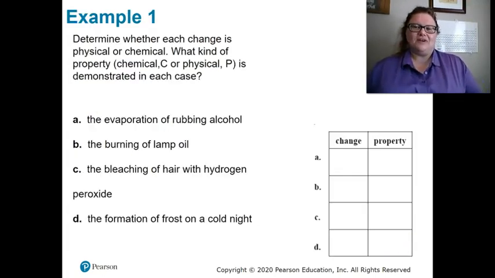Here's an example for you on deciding whether something is a chemical or physical change or a chemical or physical property. So we're going to do both with the table you see on the right. Determine whether each change is physical or chemical, and then what type of property is demonstrated. So we're going to go through each one of these separately. Take a minute, pause the video, try to answer them the best you can. Put a C if you think it's chemical for either change or property, and put a P if you think it's physical. And you can have the same answer for both property and change. Take a minute and think about it.